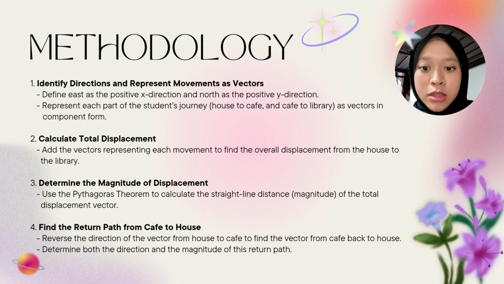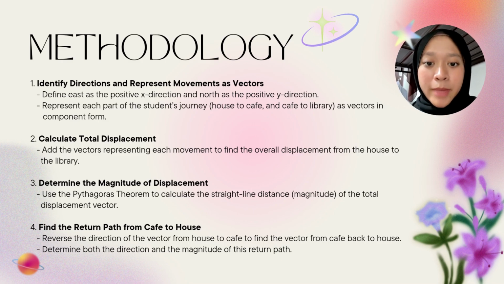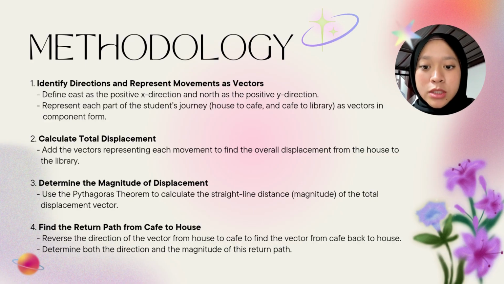Next, determine the magnitude of the displacement using the Pythagorean theorem to calculate the straight-line distance, the magnitude of the total displacement vector. And lastly, we find the return path from the cafe to the house, where we reverse the direction of the vector from the house to the cafe to find the vector from the cafe back home. Then we determine both the direction and magnitude of this return path.